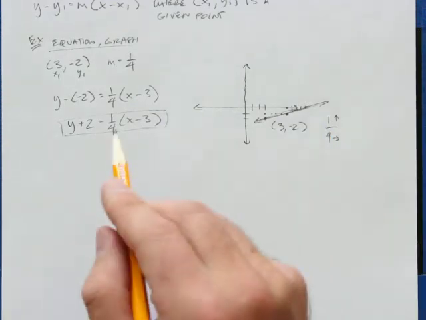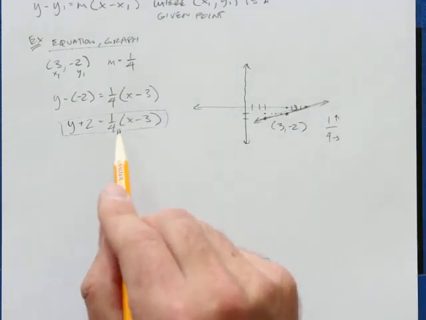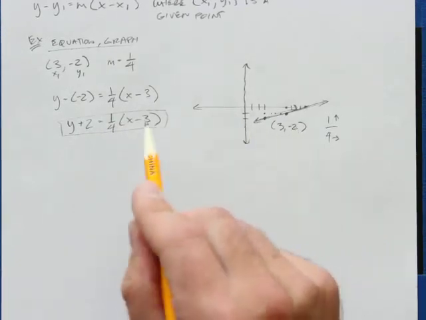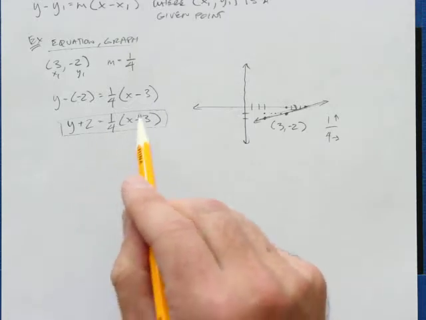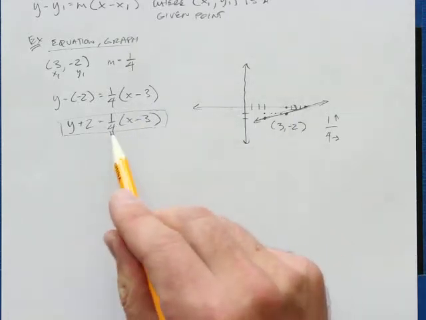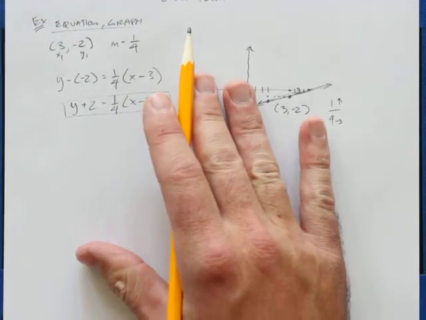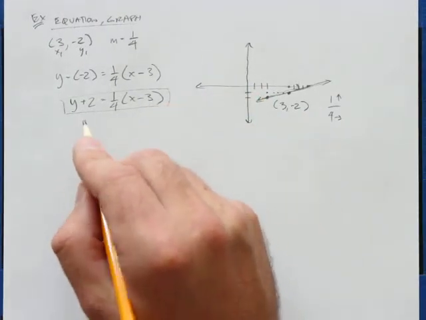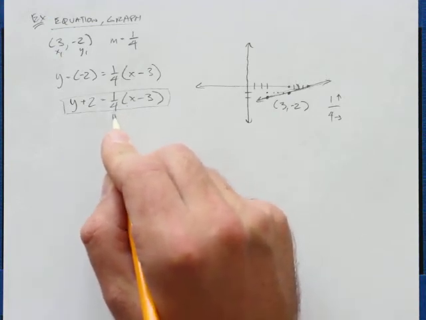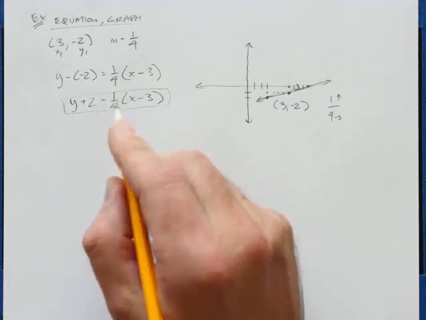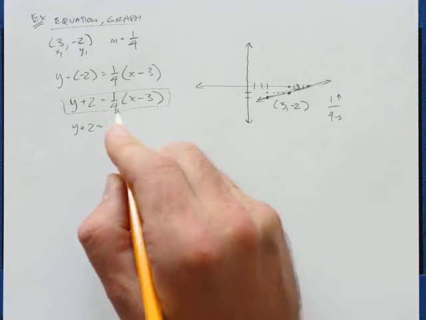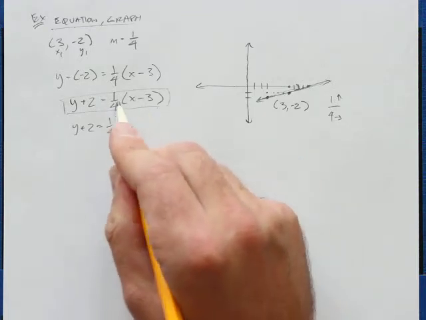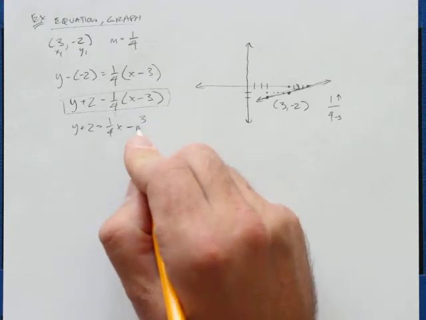Now, I could also change this to slope-intercept form and find my y-intercept and graph it the way we've already learned. Let's do that real quick. We won't graph it again, but let's change this to slope-intercept form. We're going to do that again in a little bit, but let's do it with this one. I'm going to distribute my 1/4 first. Y plus 2 equals 1/4 x minus 1/4 times 3, which is 3/4.